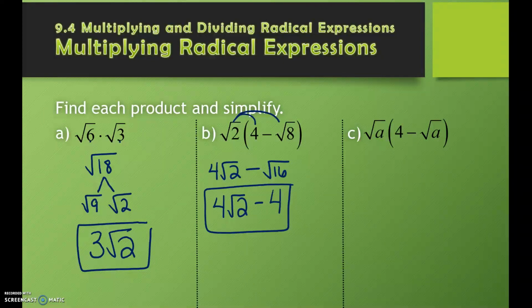Pause the video. Okay, so here's where most people get stuck. Square root of a times 4 is 4 square root of a. Square root of a times negative square root of a is negative square root of a squared. Well, think about that. Square root of a squared is just a. So we have 4 square root of a minus a.